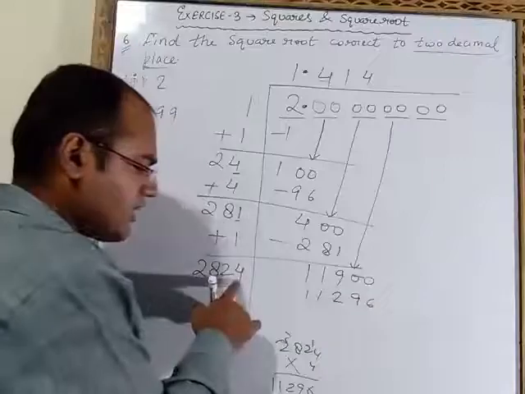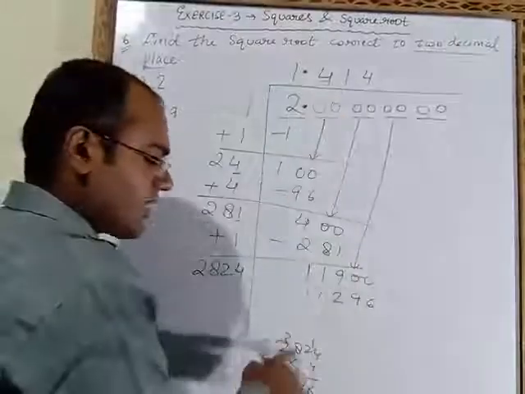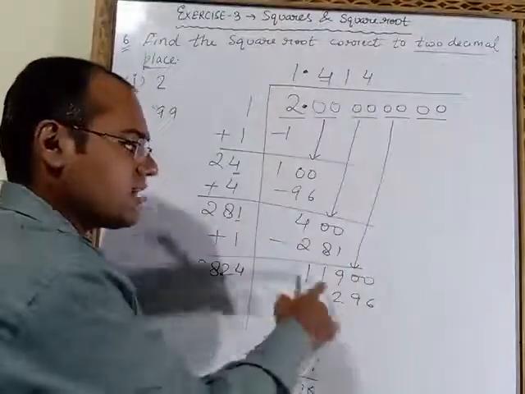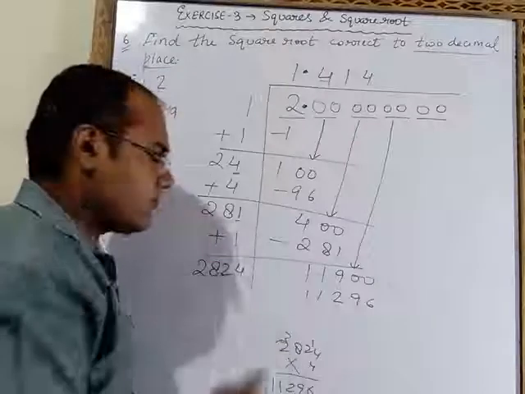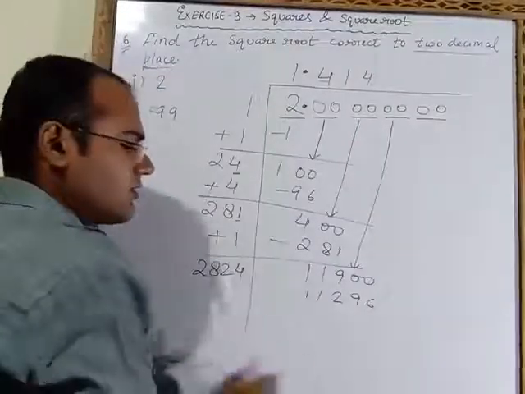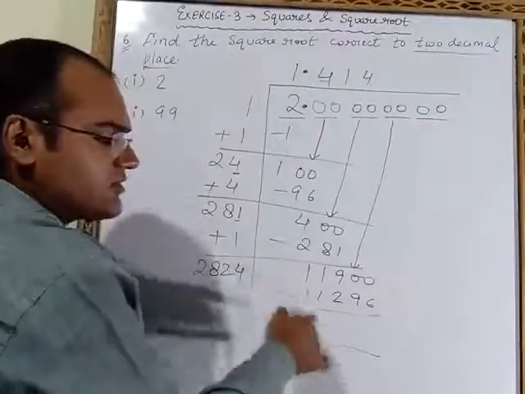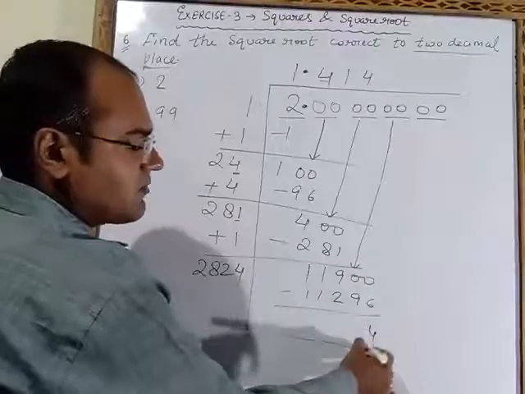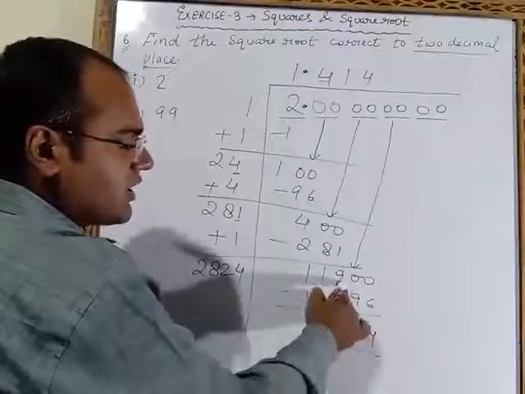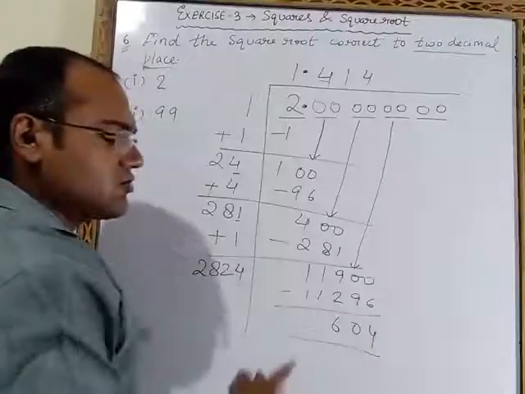11296. If I will take here 5, then there also I have to take 5. But answer will be greater than this. That's why I am not writing 5. So in question we will subtract now first. First of all we will subtract. 10 minus 6 will be 4. 9 minus 9, 0. 8 minus 2, 6. So this is the remainder.